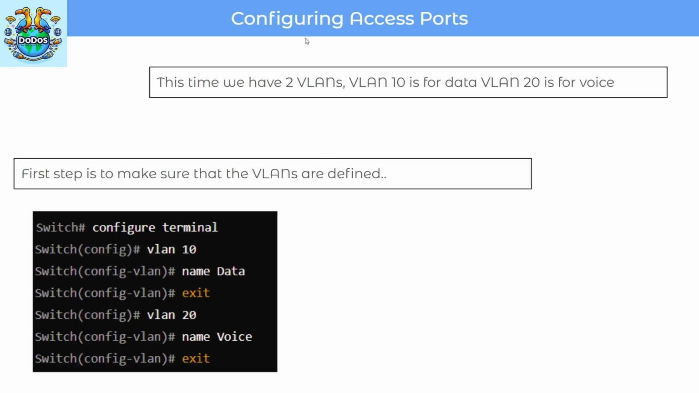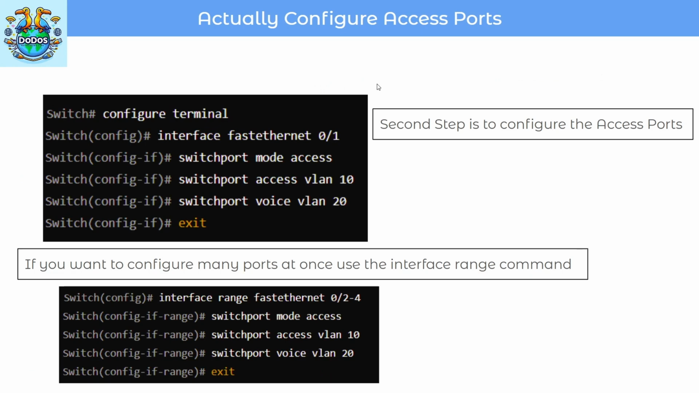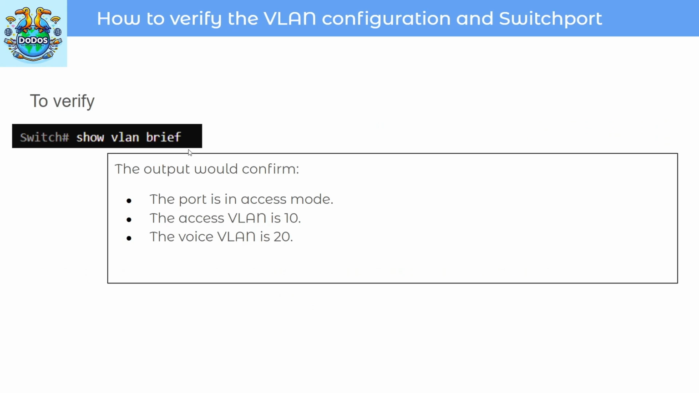So, how do we configure access ports? In this case, we have two VLANs. VLAN 10 is data and VLAN 20 is voice. Basically, do the same thing, make sure the VLANs are defined, so VLAN 10, name, and VLAN 20, name. And then after that, you actually configure the ports. So, you conf t, interface, and switchport mode access, switchport access VLAN 10, and switchport voice VLAN 20. Remember this is how you make a voice VLAN, switchport voice VLAN, not voice access. If you want to configure many ports, you do the interface range command. To verify, same thing, show VLAN brief, and this will confirm all these things.